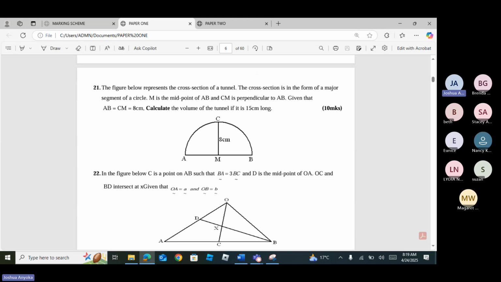Question 21. Let us see how it is behaving.